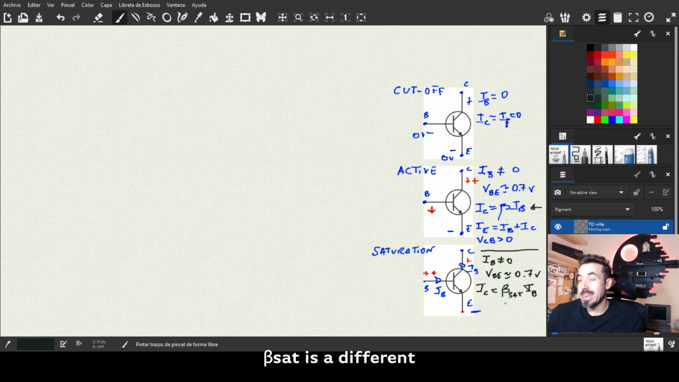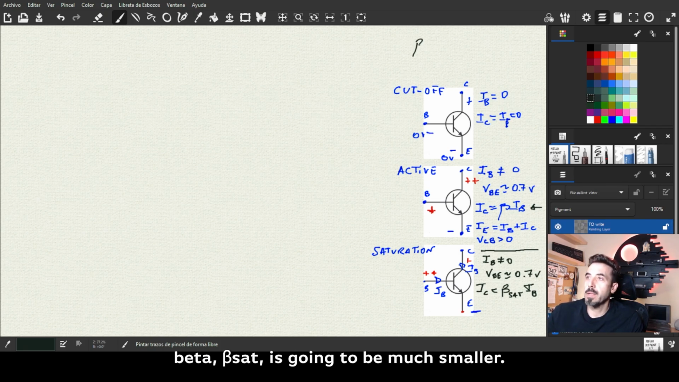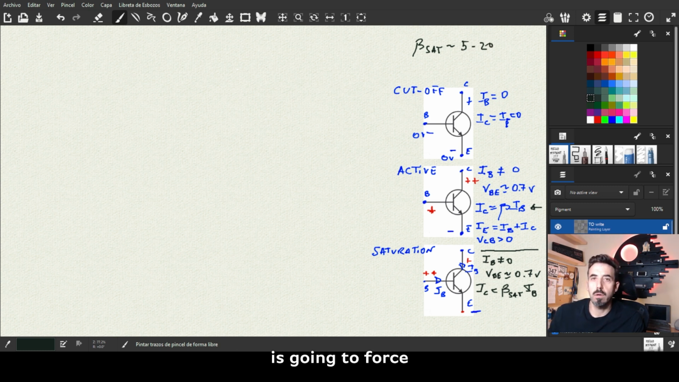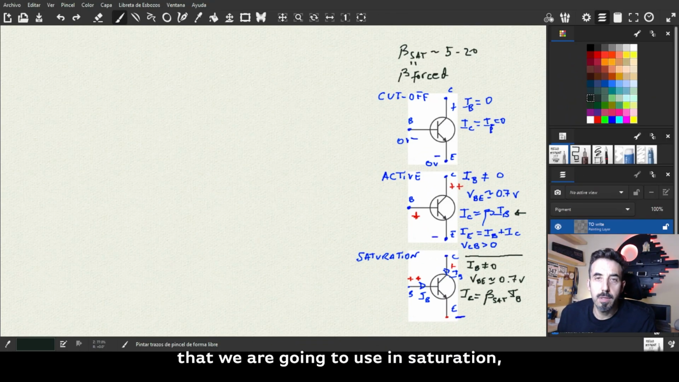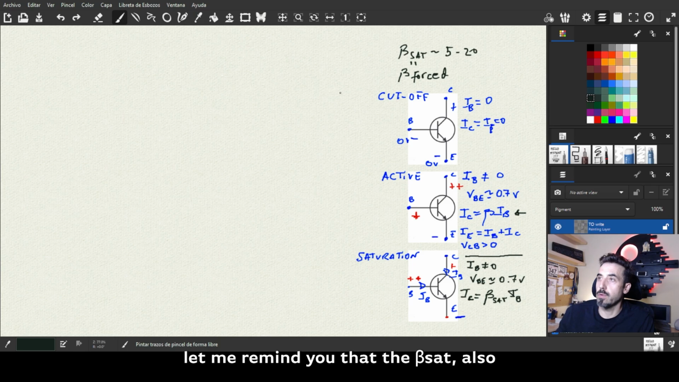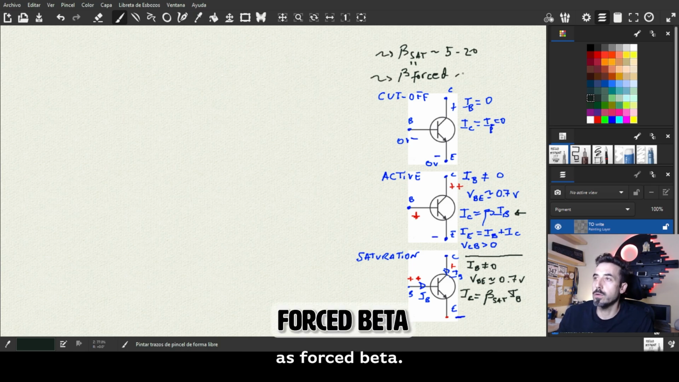Beta sat is a different beta from the one in active, and this beta sat is going to be much smaller than the beta for active. It's usually in the range of 5 to 20, and it's something that the designer is going to force. We are going to see that in more detail during the numerical example that I have prepared. Before going on with the last equation that we are going to use in saturation, let me remind you that beta sat you are also going to find in the literature as forced beta.